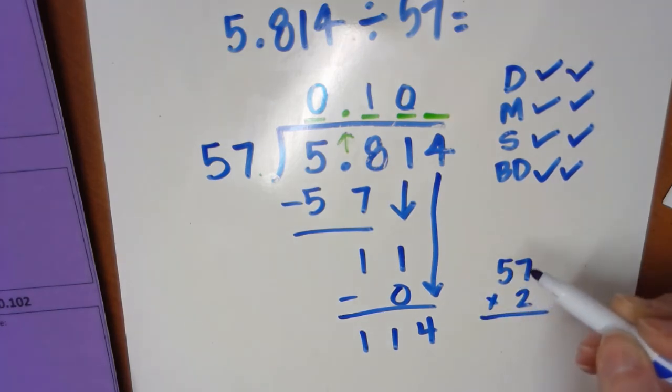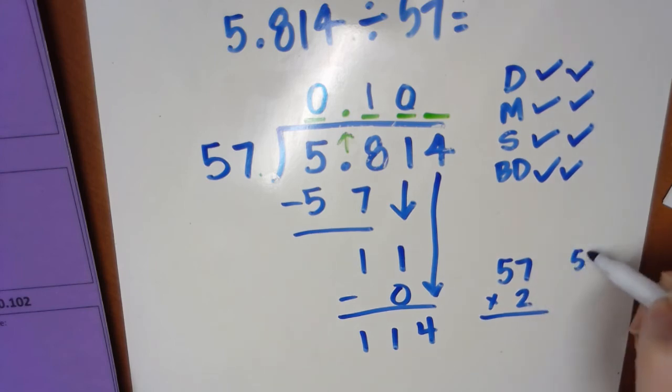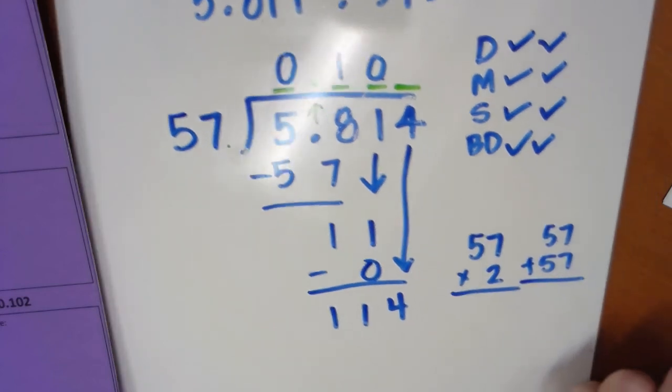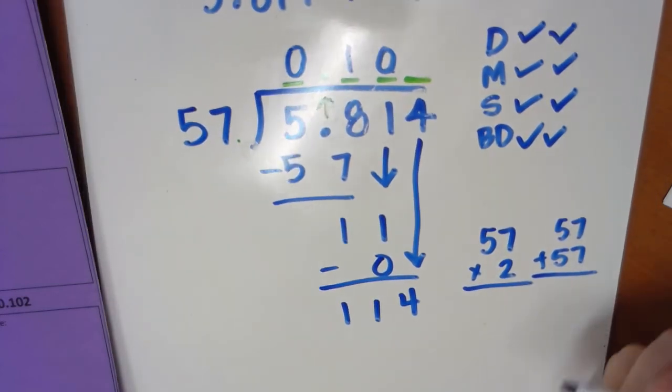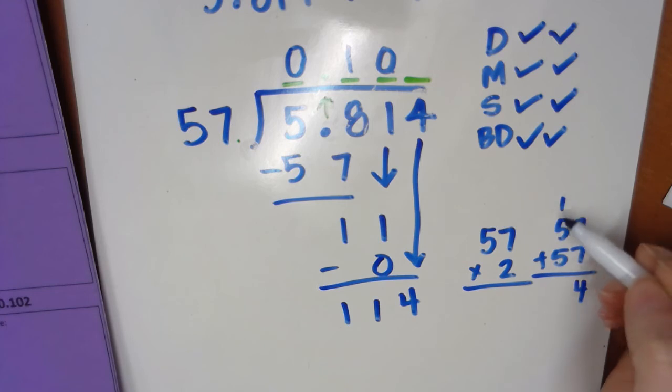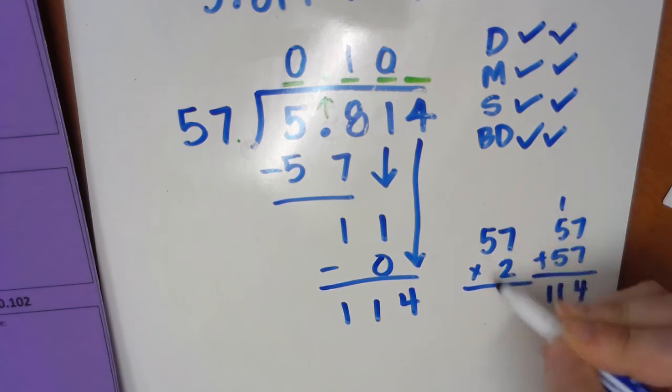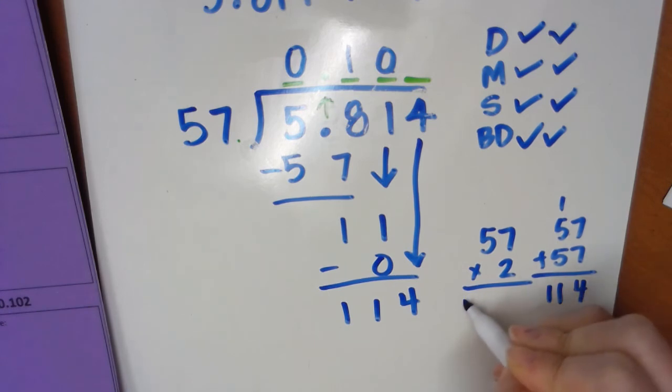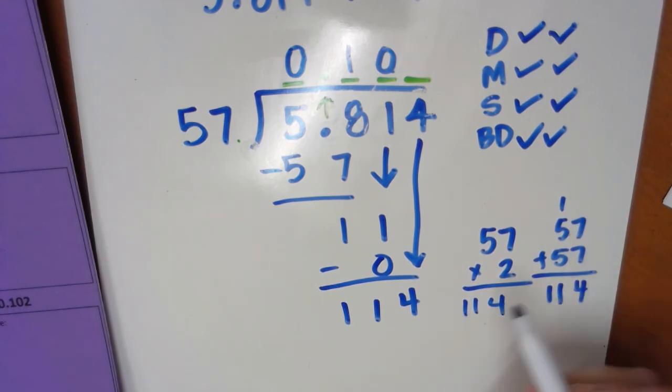You could say 57 times 2. You could do 57 plus 57. Again, this is going to give me the same answer because it's 2 groups of 57. 7 plus 7 is 14. Carry my 1. 1 plus 5 gives me 11, which of course is the same thing that I would get if I did stack and solve. Well, that works out well because look, that's exactly what I have to work with.